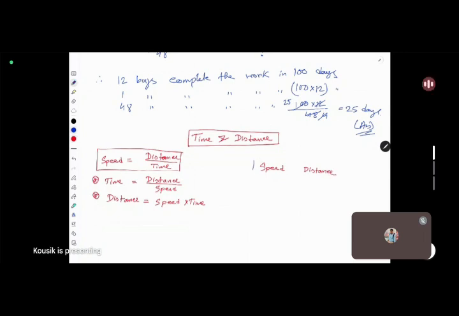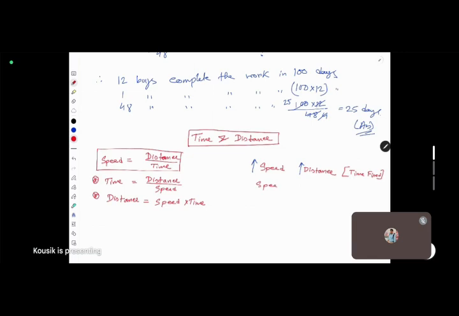If speed is increased, the distance always increases when time is fixed. When time is fixed, if speed increases, distance always increases.